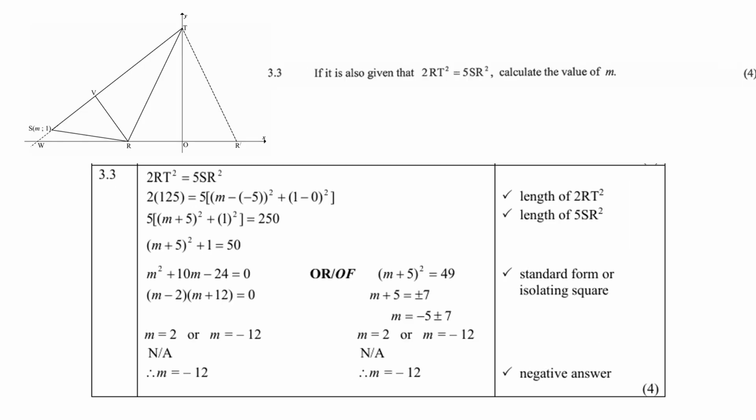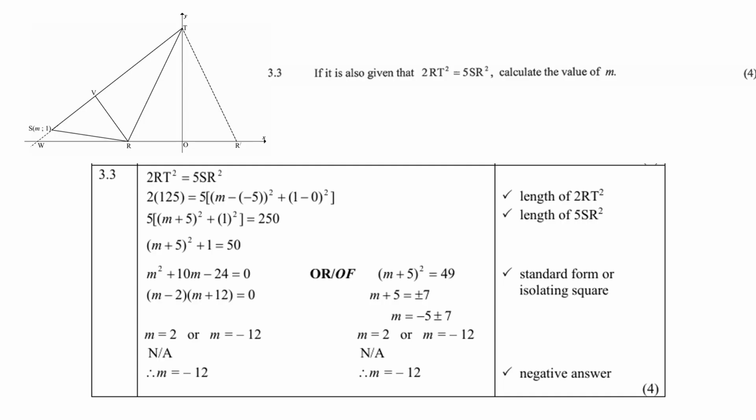3.3, if it is also given that twice RT squared equals 5 SR squared, calculate m. Now we already did RT in the previous question, so RT squared will then be 125. We do have S, we do have R, so again the distance formula between S and R, and you get 5 times the bracket, subtract the two x values and then subtract the two y values. Simplify, remove all the brackets, and you end up with a quadratic equation, m squared plus 10m minus 24 equals 0. Factorize or use the formula, then you get m equals 2 or m equals negative 12.